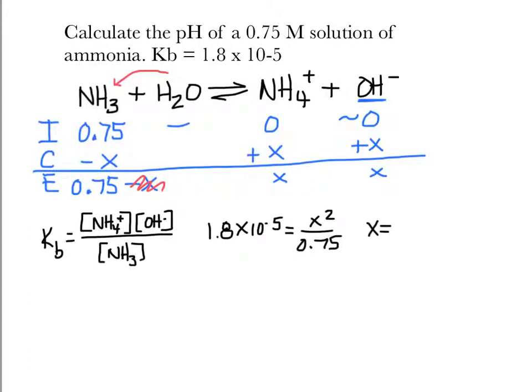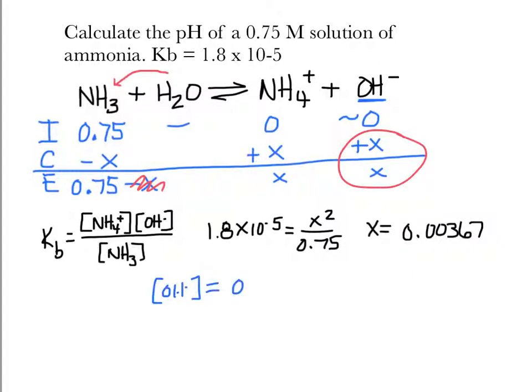Okay, when I solve for X, I get X equal to 0.00367. Now the question is, what is X? Hopefully you realize from up here, X is actually our hydroxide ion concentration. So that is 0.00367.